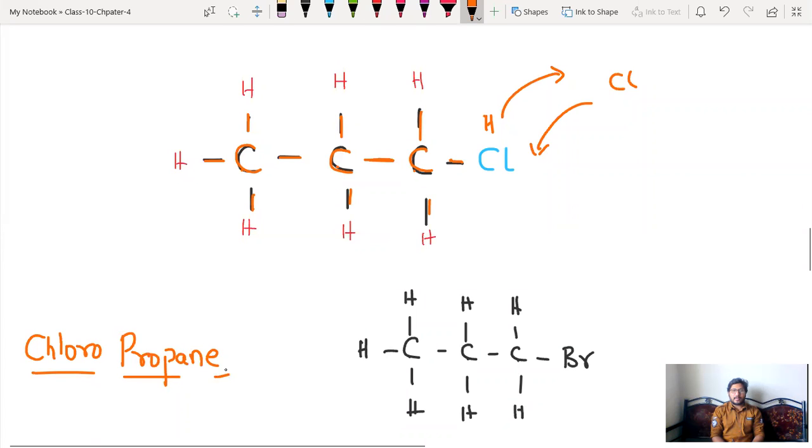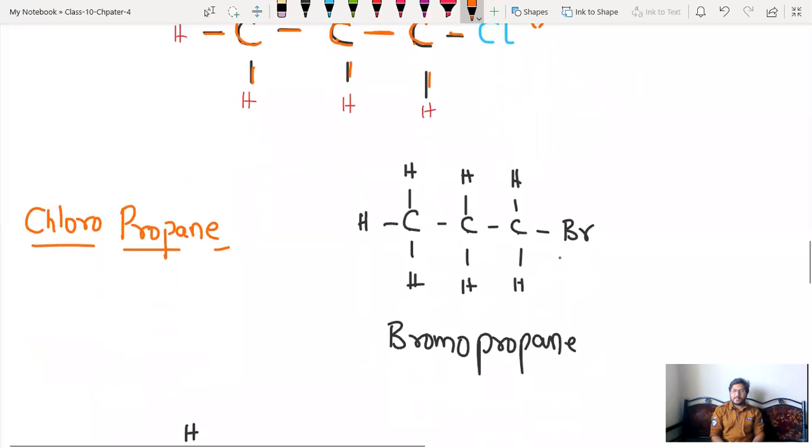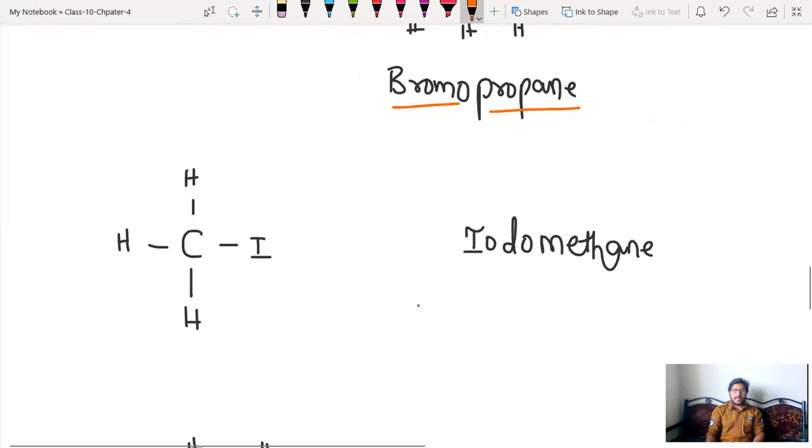So chloropropane. Same like that, in place of hydrogen, if bromine is kept, bromine, it is halo functional group. For halo functional group, that should be front. So what we can take? Bromopropane. Same like that we have named.